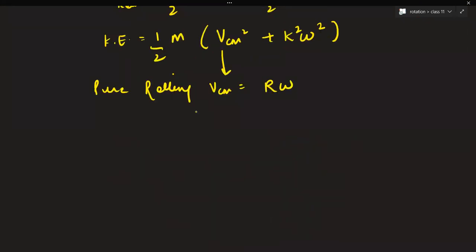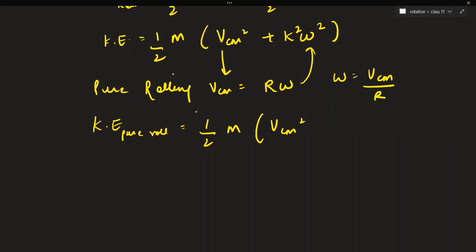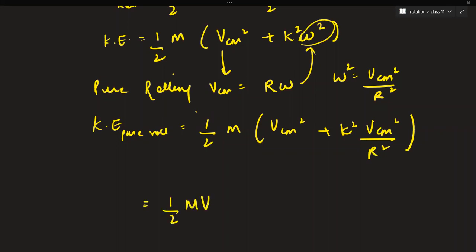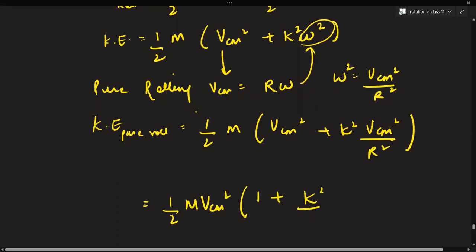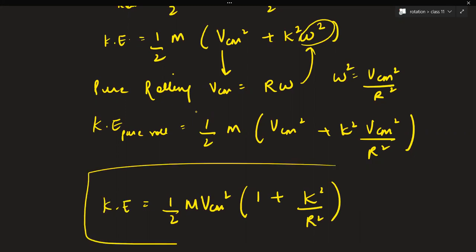In pure rolling, if it is a case of kinetic energy of pure rolling, here you will have half m VCM square plus k square omega square. Instead of this, let's put omega's value: omega will be VCM by R, so omega square will become VCM square by R square. Here I'm taking half m VCM square common, so 1 plus k square by R square. This is the kinetic energy in pure rolling.